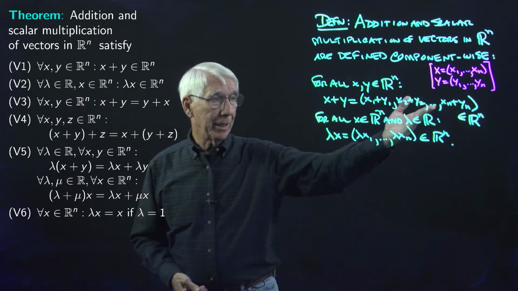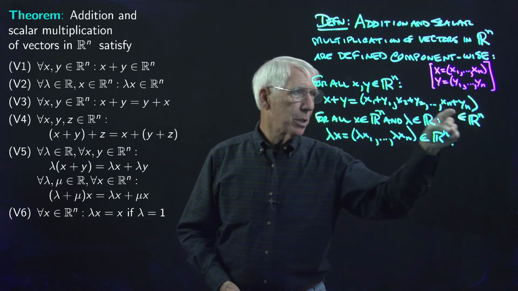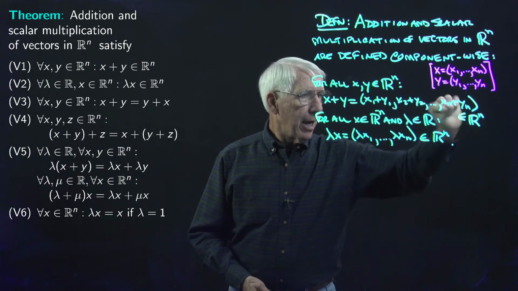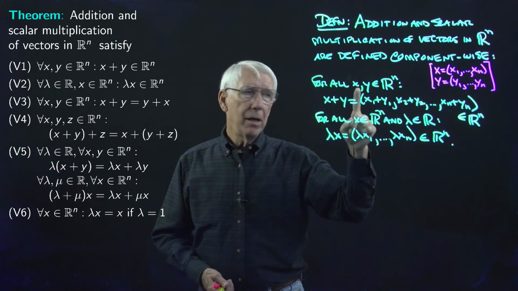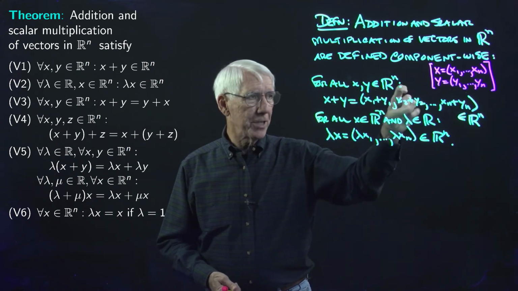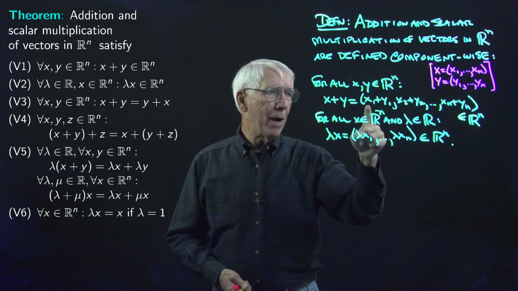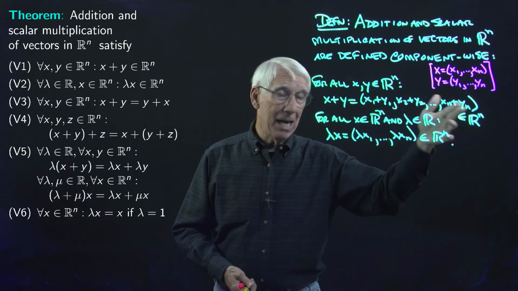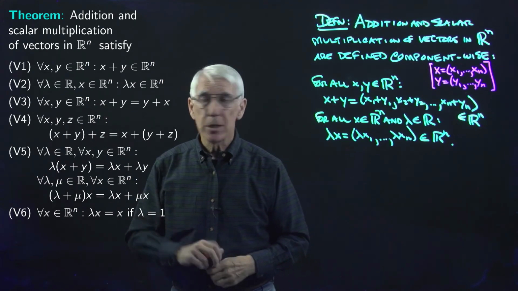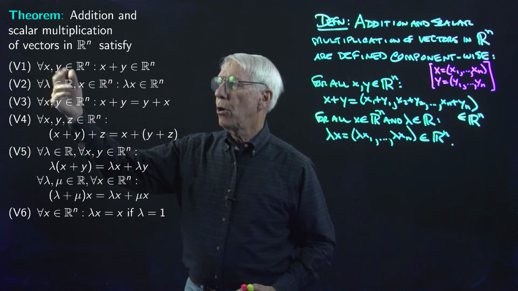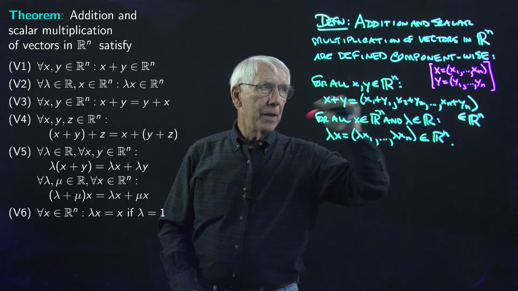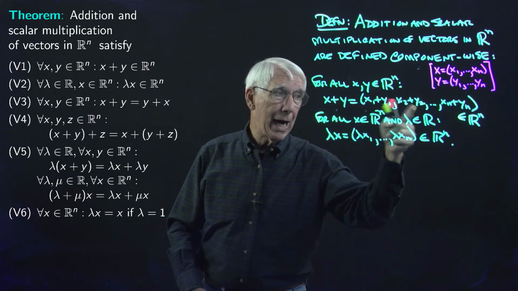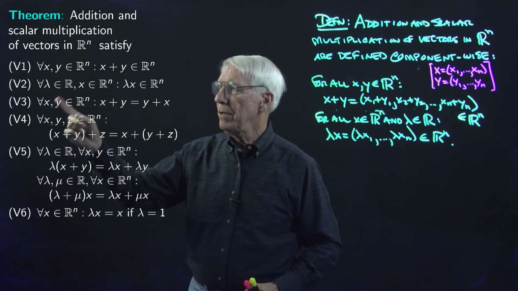And that, of course, follows immediately because x plus y is this, and y plus x is this, with the order of addition of the real numbers reversed. And, of course, addition of real numbers is commutative. The order doesn't matter. So this and y1 plus x1, y2 plus x2, yn plus xn are clearly the same n-tuple, the same vector, and that's what V3 says. So the same thing is true for V4 and V5. We do the same thing. We can take the definition of vector addition and scalar multiplication component-wise and immediately prove V4 and V5.